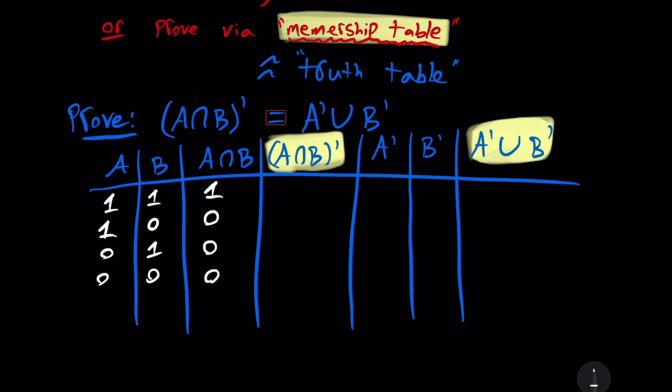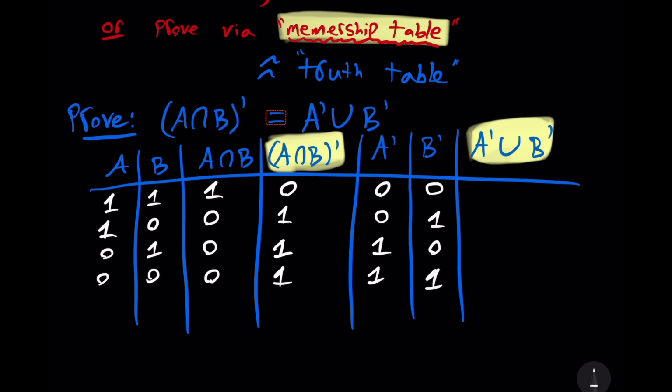And then we have A complement. So we'll switch from 1 to 0, 0 to 1, 0 to 1, 0 to 1. We have B complement. 1 to 0, 1 to 0, 0 to 1, 0 to 1. A complement 1 to 0, 0 to 1, 1 to 0, 0 to 1.